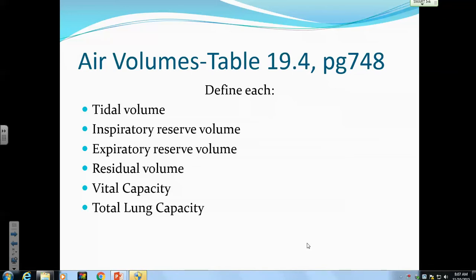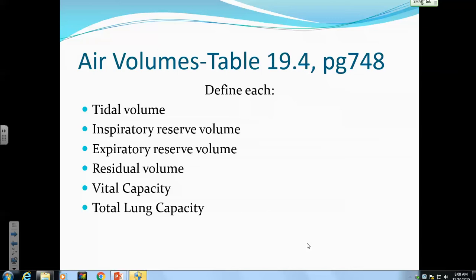On that table, it gives you amounts in cubic centimeters. You don't have to know the amounts, but you do need to know the definitions for each of these, which is also on that table. The tidal volume is just when you're not thinking about breathing and you're in a resting state, the normal amount of air you take in with each breath. On the average, it's about a half of a liter.